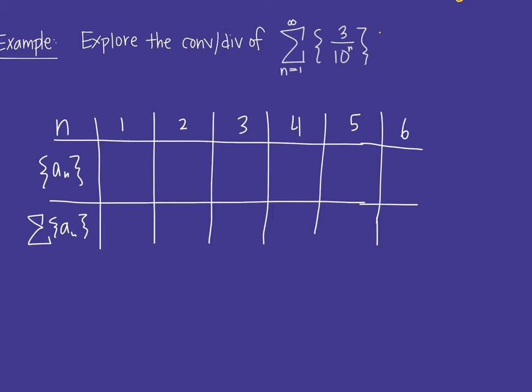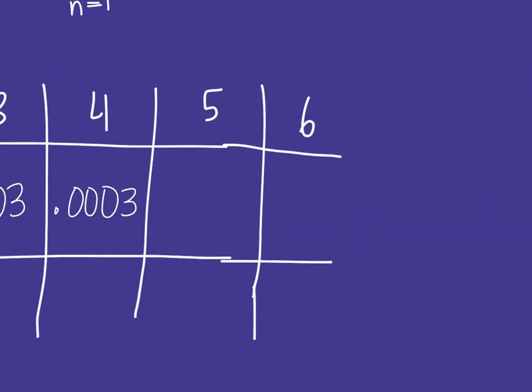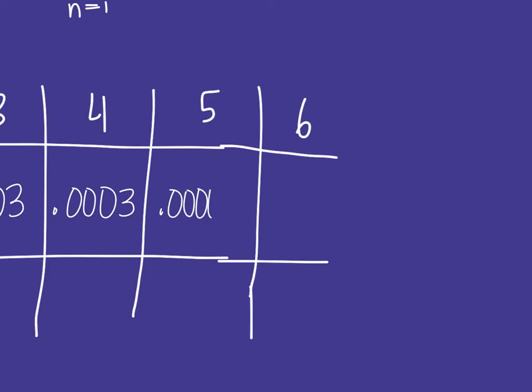Okay, let's do our first 6 terms of the sequence. All right, first term is 0.3. That's 3 over 10. Second term, 0.03. That's 3 over 100. Okay. Then we have 0.003, 0.0003. All right, 1, 2, 3, 4, 5, 6.